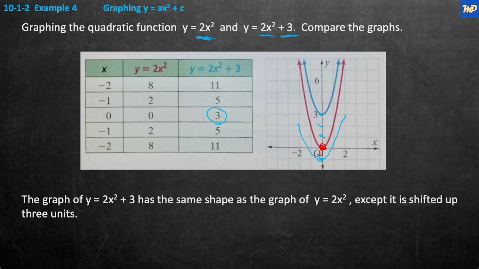And in order to prove that, you could have done all the numbers. I don't think it's necessary to do the numbers. But what you can see here is that every number we got for y with the first equation, the other one is 3 higher. So if you put in -2 for y equals 2x squared, you get 8. If you put it in for 2x squared plus 3, you get 11. 2 gives you a 5 on this equation. And going up the other side of the axis of symmetry, or the line of symmetry, 8 gives you 11, 2 gives you 5, 0 gives you 3.